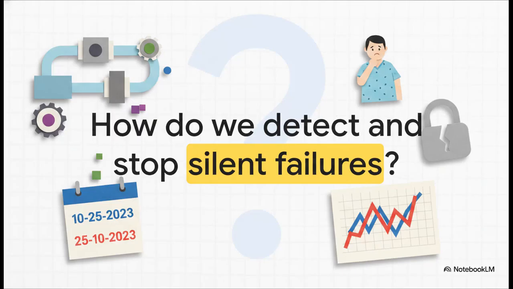Now, here is a really provocative question for you. How do we detect and stop silent failures? You know, those terrifying moments where data gets corrupted, but the pipeline completes successfully anyway. Just imagine a source system randomly changing its date format from month-day-year to day-month-year. The pipeline itself won't crash, but your patient timelines are suddenly completely shifted and useless.